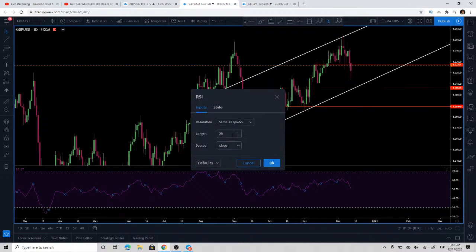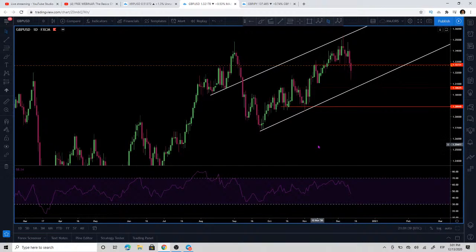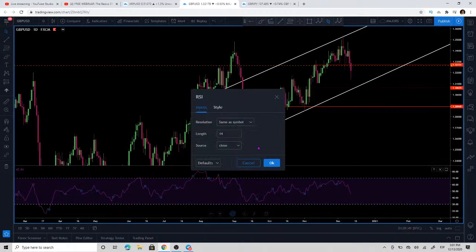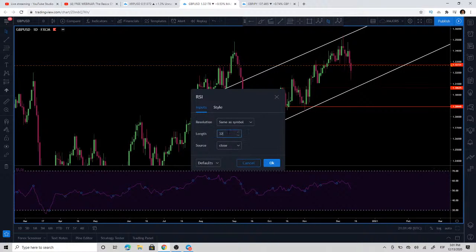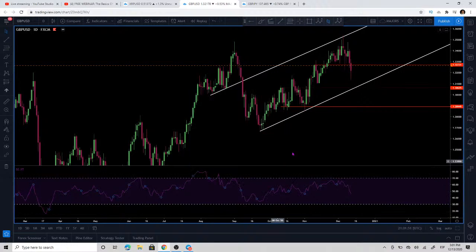The higher you go on time frames, the lower you need to go with the RSI. Because if you go too high, let's say the 32 on the daily, you are going to get a very flat RSI. So on the daily, let's use the 14 period RSI. And yeah, printing a very strong bearish divergence on the daily.